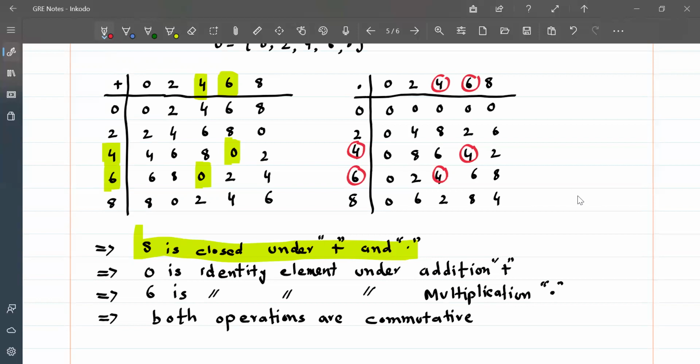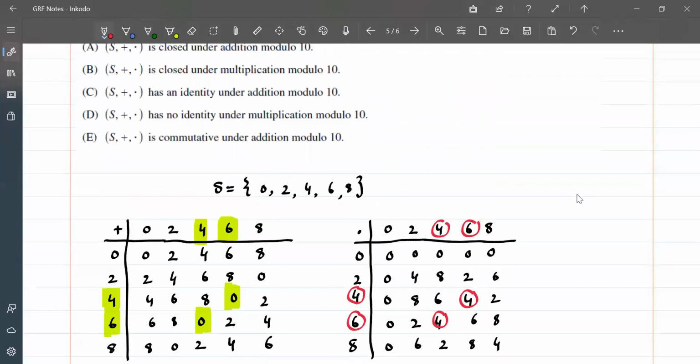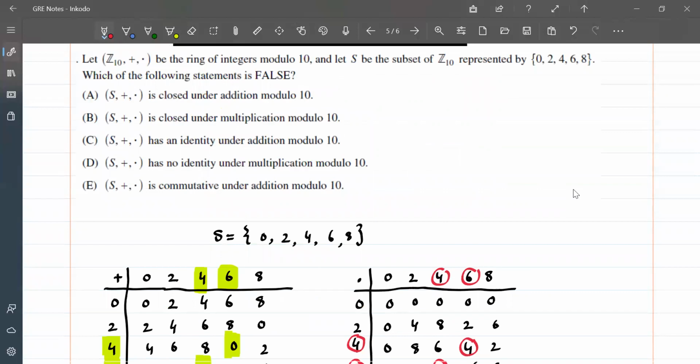So now, which statement is false? The statement that S, with plus and dot representing multiplication, has no identity under multiplication modulo 10 is the false statement. We choose option D.